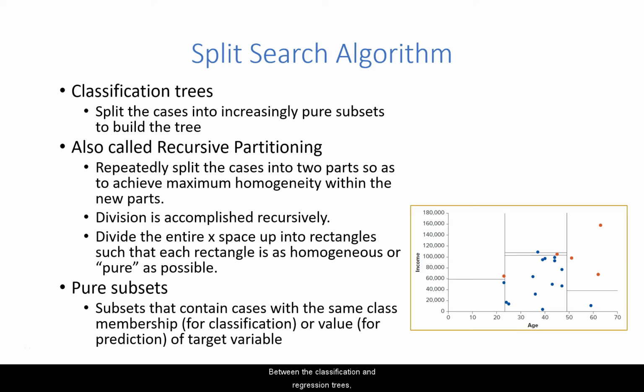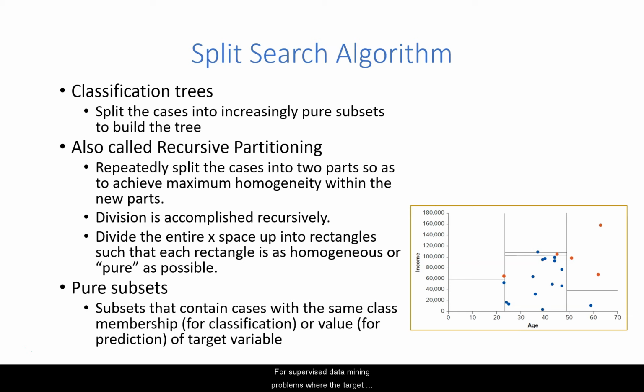Between the classification and the regression trees, classification trees are the more popular use of decision trees technique. So we will discuss classification trees first. In addition, many of the concepts related to classification trees, such as split search and pruning, are relevant and applied to regression trees as well. So understanding how classification trees are constructed would help you understand regression trees that we will discuss later.